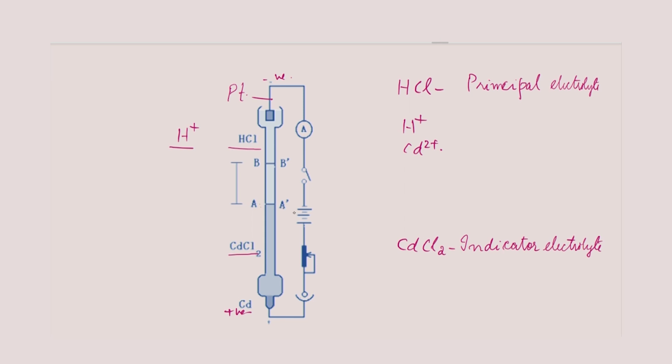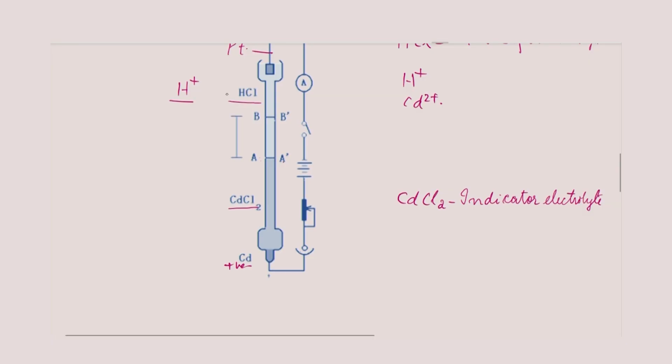Once we start passing the current, since the H+ ions move forward followed by cadmium ions, the boundary moves from AA' to the position BB' in the tube. Now, let the length from AA' to BB' be L centimeter, and the area of cross section be A centimeter square.